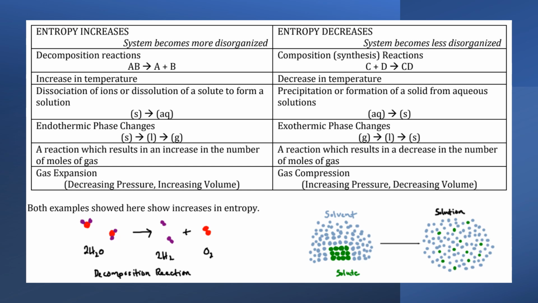You're decreasing temperature instead. You're precipitating or forming a solid, so the reverse. Exothermic phase changes: gas, liquid, solid. Decreasing the number of moles, gas compression, increasing pressure, decreasing volume.